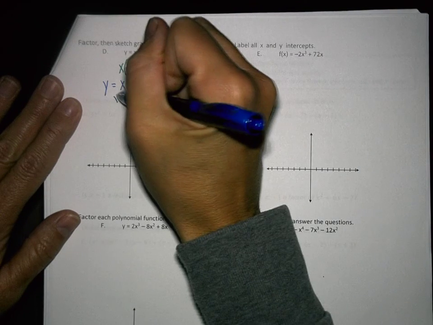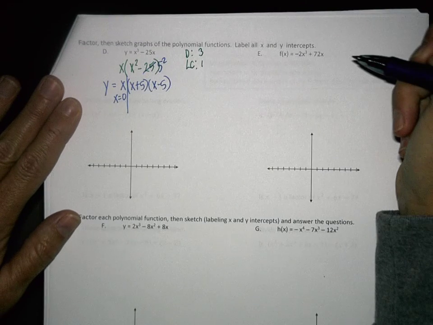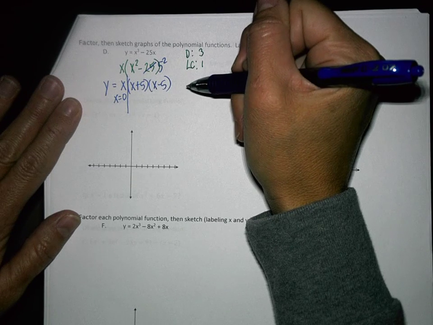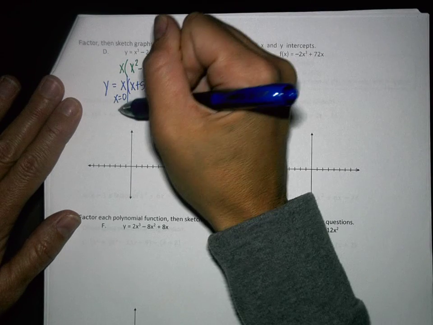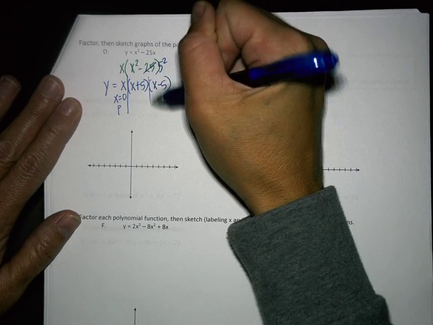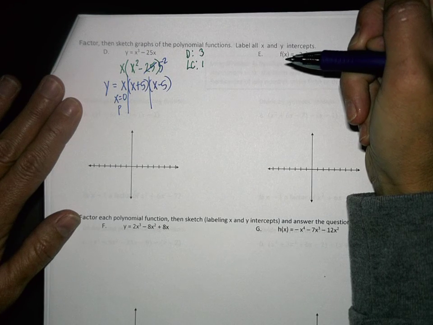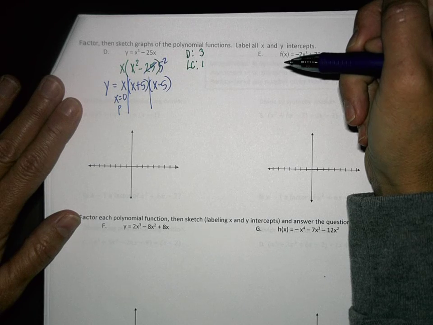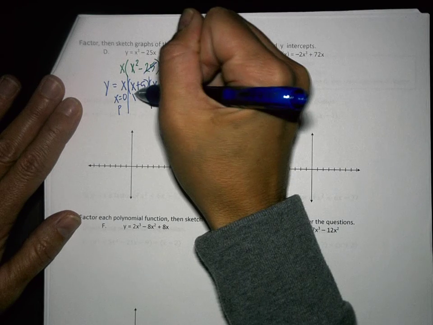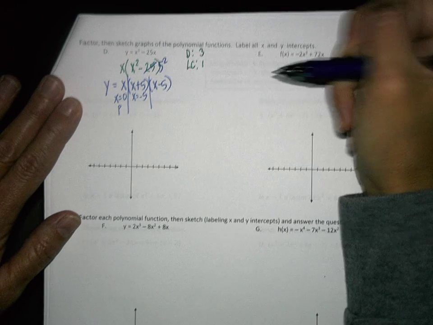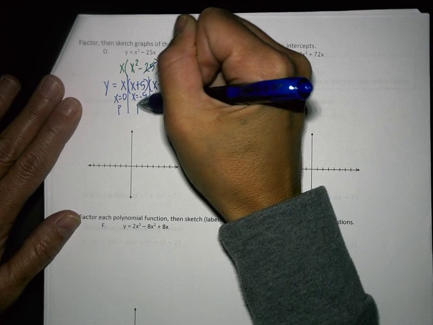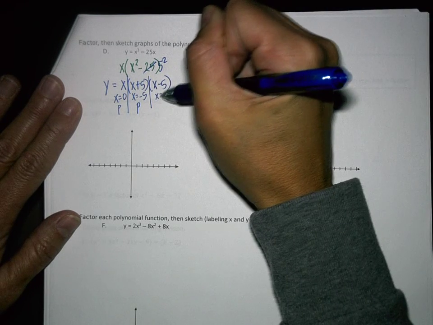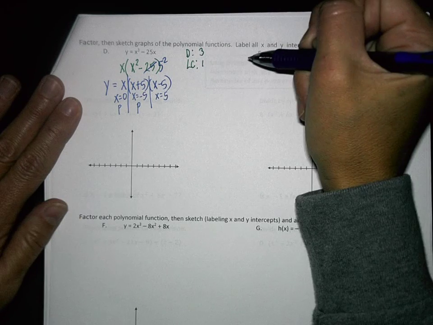X equals 0. Okay? Is that a bounce or a passing through? Passing through. When do we get bounces? When it's an even exponent. Okay? X plus 5 equals 0 will give me x equals negative 5. Bounce or pass through? Pass through. Good. X minus 5 equals 0 will give me x equals 5. Bounce or pass through? Pass through.